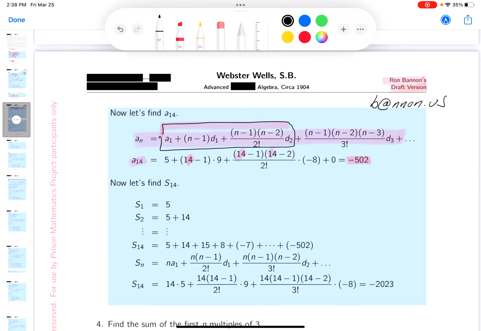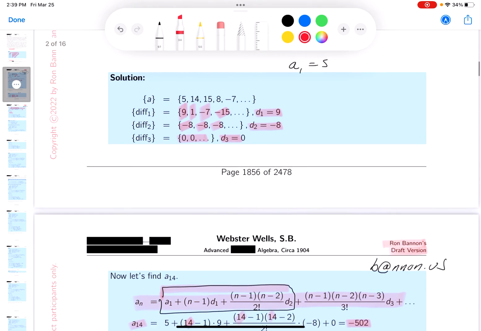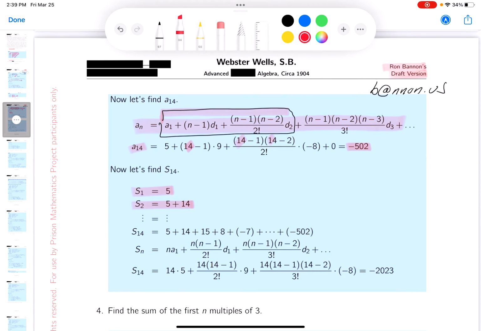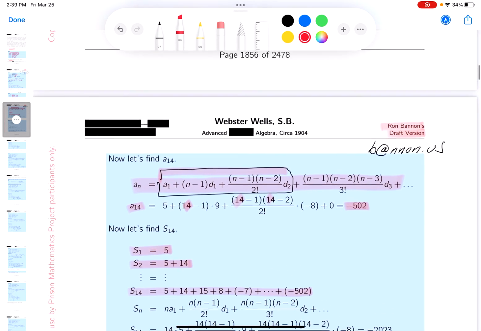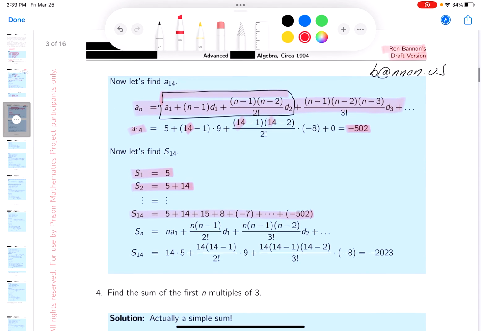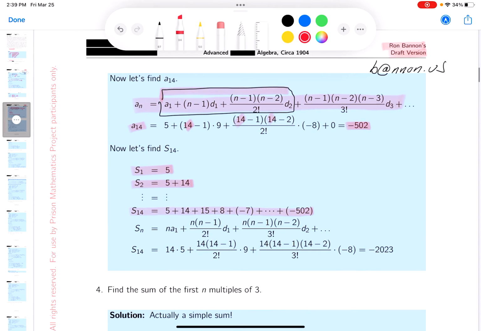Just looking at the terms, S1 is really easy to write down. It's just the first term. S2 is the first 2 terms, 5 plus 14, and so forth and so on. But we want to get to S14. Now, S14 is going to be the sum of all the terms, 5, 14, 15, 8, minus 7, all the way up to A14. So this over here is A14.